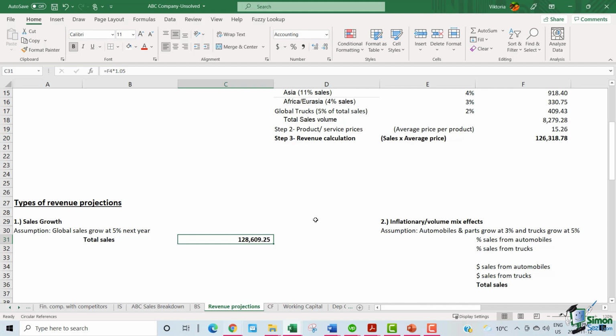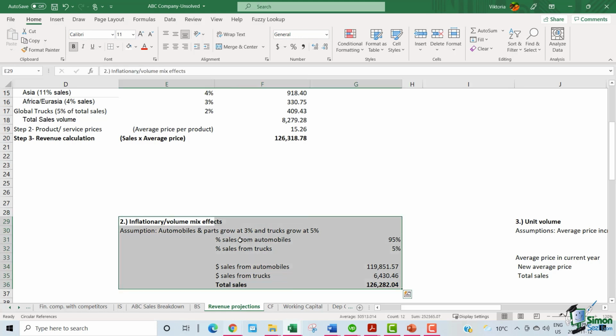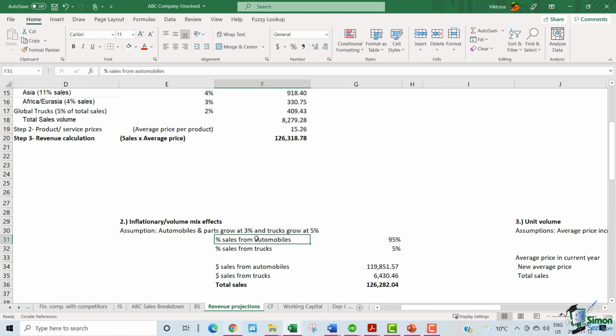This is a simple and commonly used method. The next type of approach is called the inflationary volume effects approach. In this approach, instead of a simple growth assumption, a price inflation factor and a volume factor is used. So we are assuming that the automobiles and parts grow at 3% and trucks grow at 5%. We already discussed in the previous module that the percentage of sales from automobiles is 95% and the percentage of sales from trucks is 5%.